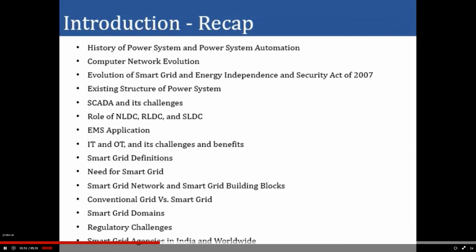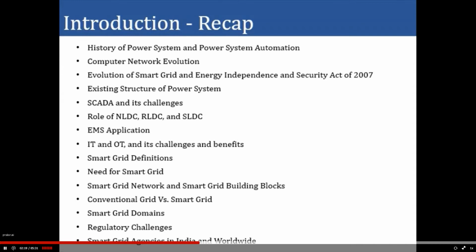Then we discussed the SCADA system, how a SCADA system is utilized for monitoring and control of the power system network. We also discussed the various challenges being faced by the SCADA system. Then we discussed the role of NLDC, RLDC, and SLDC, that is National Load Dispatch Center, Regional Load Dispatch Center, and State Load Dispatch Centers.